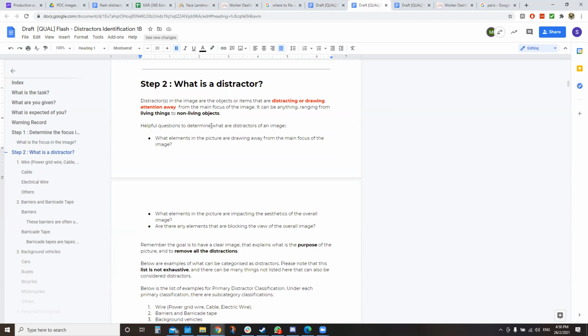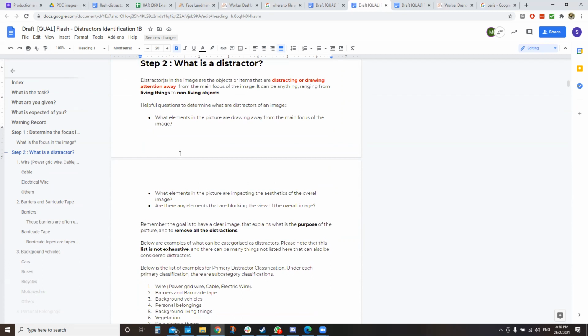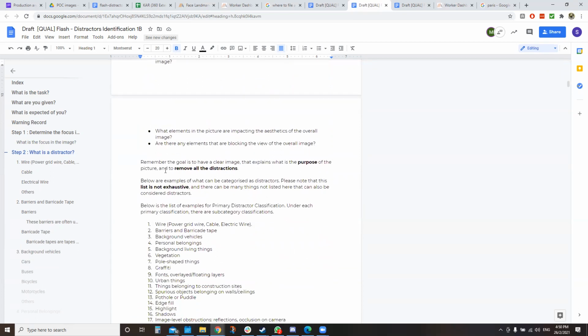Now, when you're looking at it, what are the elements of the picture that are drawing away from the main focus of the image? What are the elements that are impacting the overall aesthetic? What are the elements that are blocking the view of the overall image? These are all questions that can help you understand this task better. Remember, the goal is to have a clear, very nice picture that serves the purpose of the picture, and removing all the distractions.